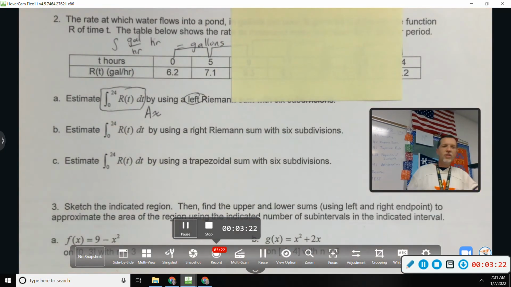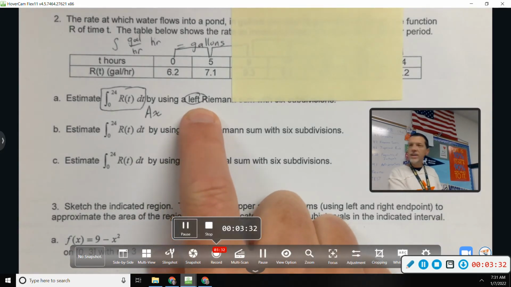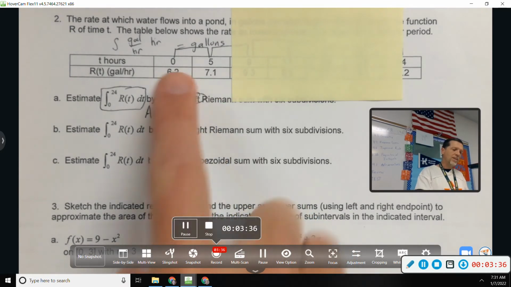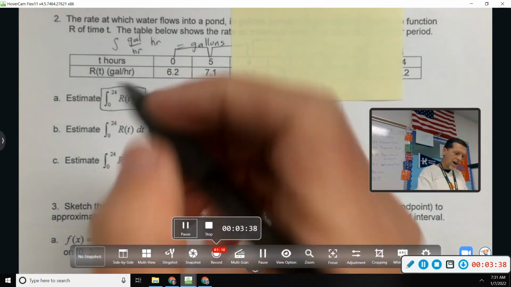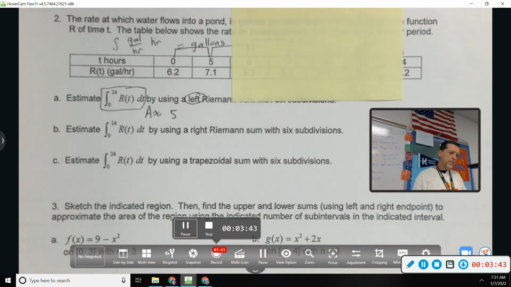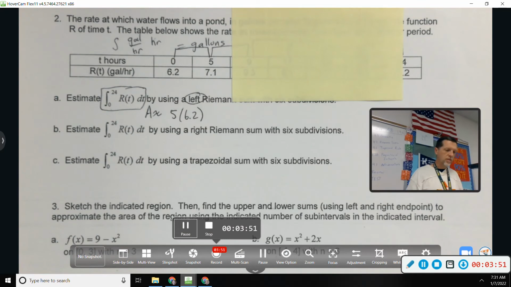So this first rectangle goes from 0 to 5. The left height is 6.2, the right height is 7.1. So if we want a left Riemann sum, how wide is the rectangle? 5. And which height should we use? The 6.2. So there's our first rectangle.